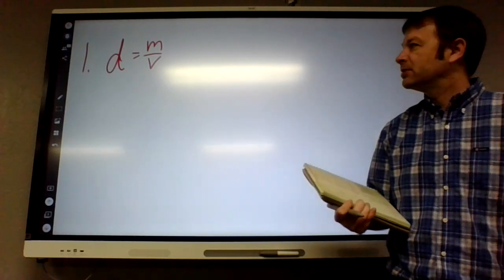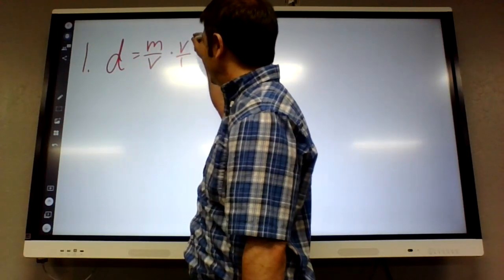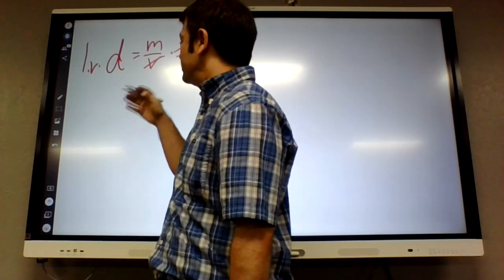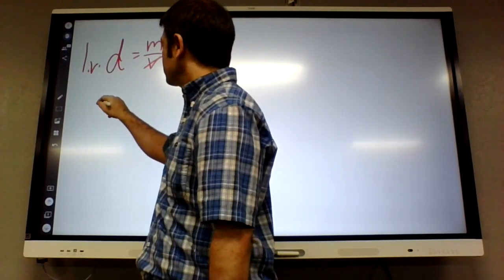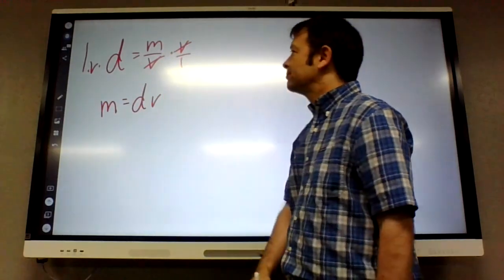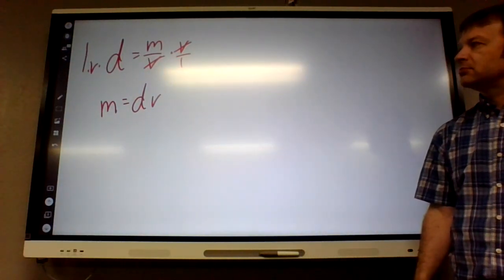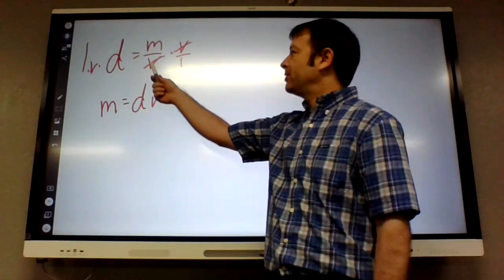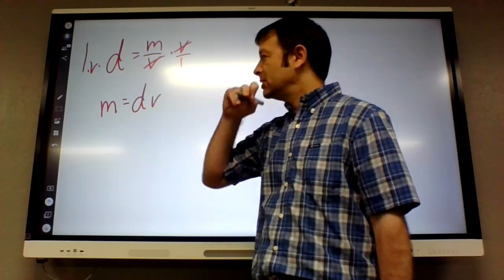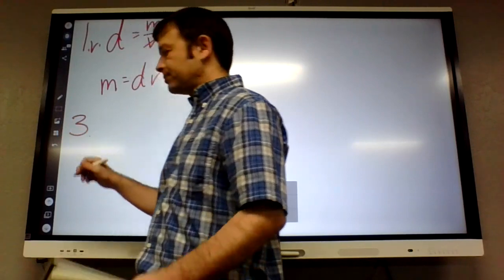You multiply by V. To get rid of the V, you multiply by V. What's happening is that the V just goes away, right? So we get M equals dV. The V's go away on this side, that's why we just got M. On this side, they still have the V. I switched the order. Number three.